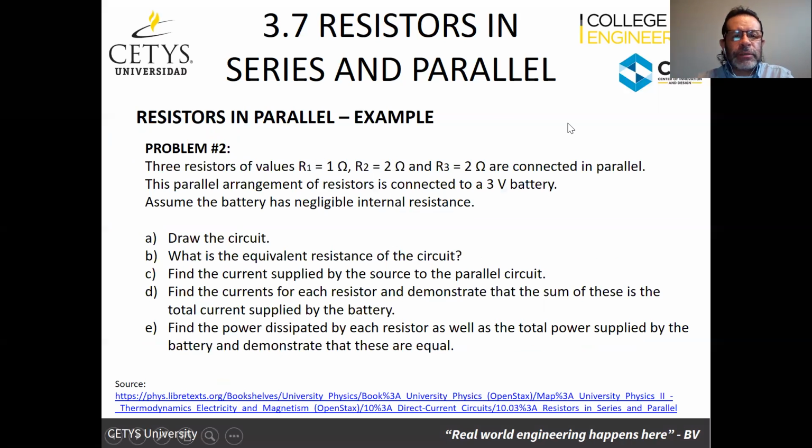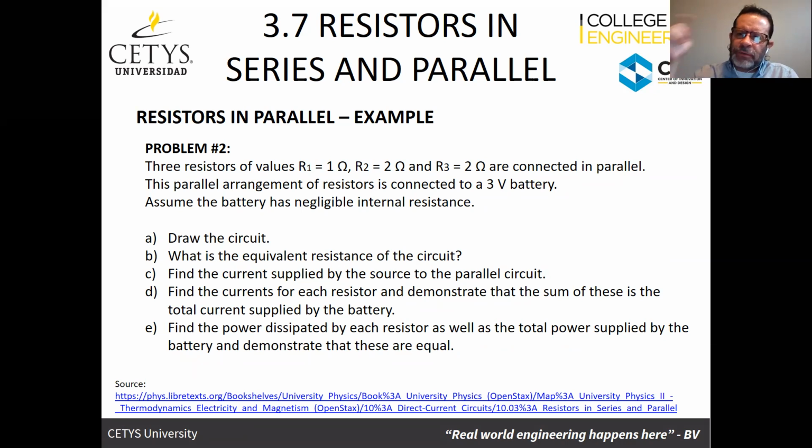And let's do an exercise here. So now we've got this example. We've got 3 resistors that have a value of 1 ohm, 2 ohms, and 3 ohms. These are connected in parallel, and the parallel array is connected to a 3-volt battery. We're assuming that the battery has negligible internal resistance. Remember that this is important because the battery is an EMF, and all elements have internal resistance, and we need to know if we're going to have to consider that or not. In this case, we're not.